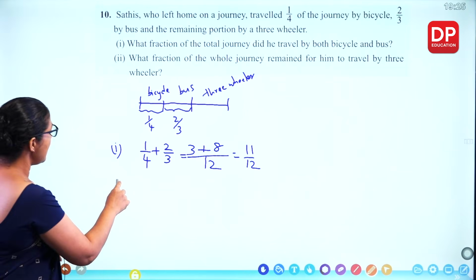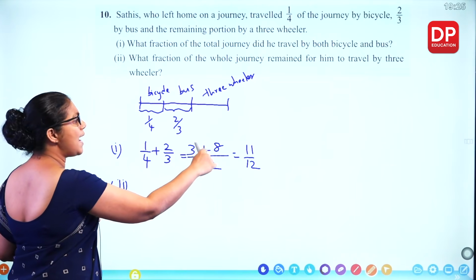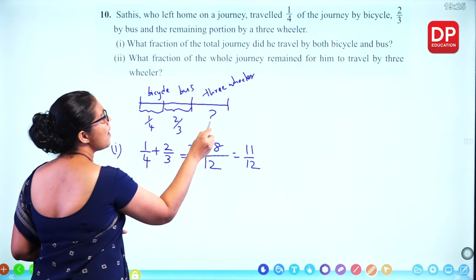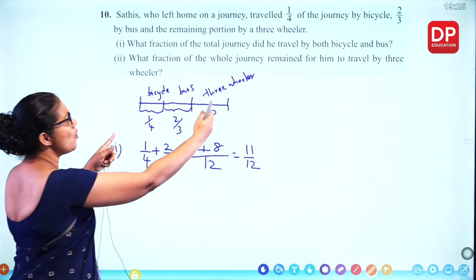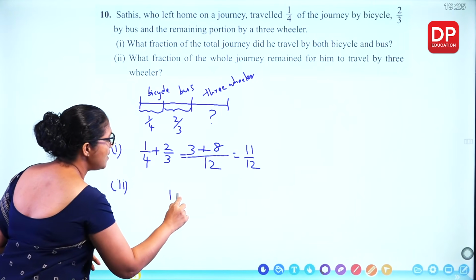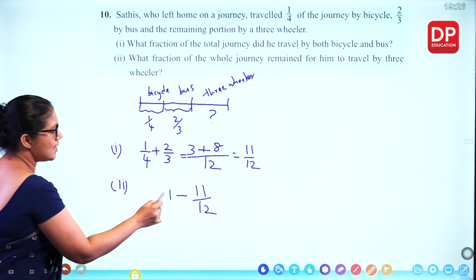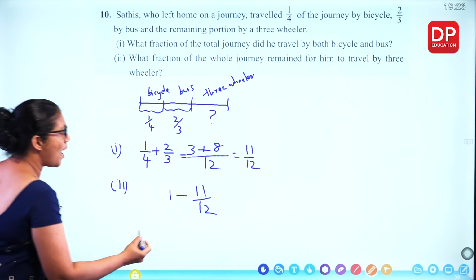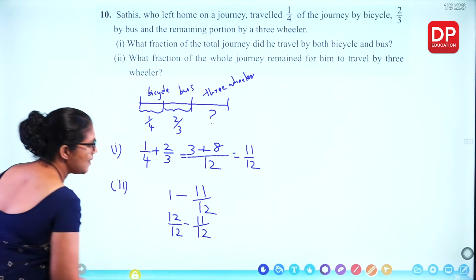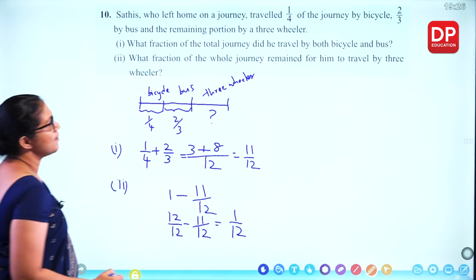So here the next part they ask what fraction of the whole journey remained for him to travel by three-wheeler. So this part we need to find. So we know if you take this whole thing, that's one part. So 1 minus 11 over 12. So how you convert to this? So here you can write 1 as 12 over 12 minus 11 out of 12. So 12 minus 11 is 1 out of 12.